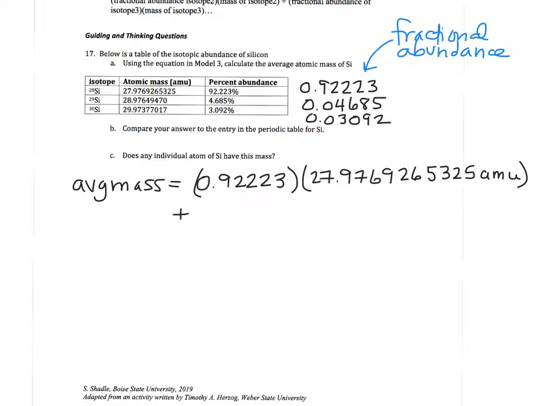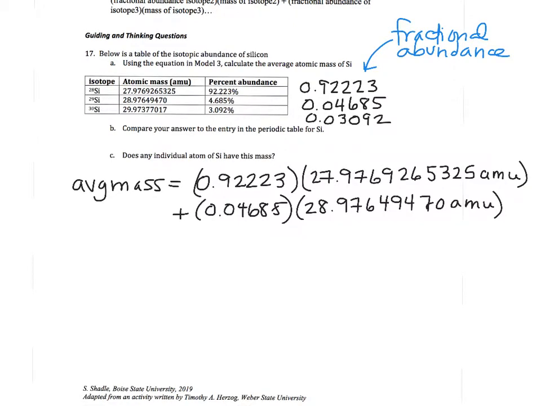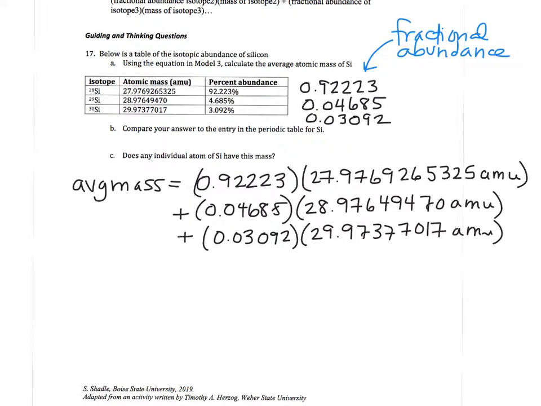the abundance of the second isotope, 0.04685, times its mass, and I'm then going to add the third isotope and take its fractional abundance, 0.03092, times its atomic mass. So that's how we plug the numbers into the equation. Let's just pause at this moment and see what we notice.